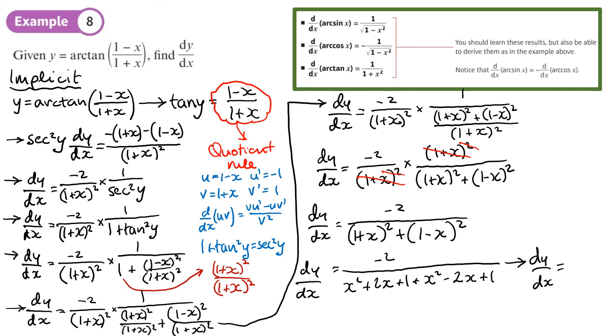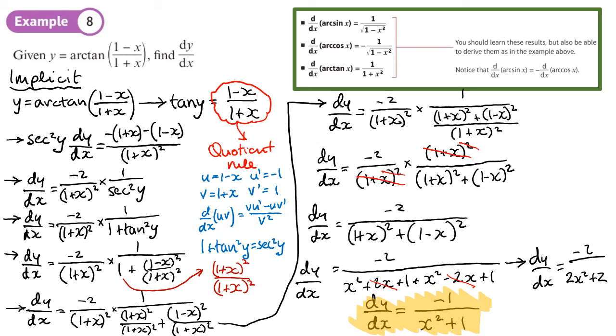Well, the 2x's cancel out like that. So I'll basically have 2x squared plus 2. So negative 2 over 2x squared plus 2. That will cancel down, leaving me a final answer of dy/dx equals negative 1. I'll put the negative at the front if I want to, and then x squared plus 1. Okay, so there's my final answer using implicit differentiation. If you want to have a look at that, you can pause it.